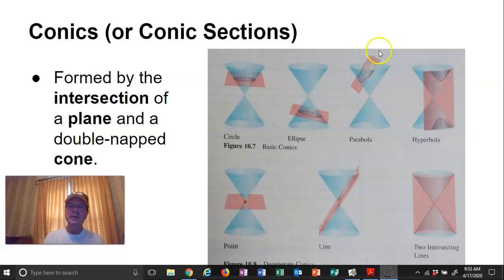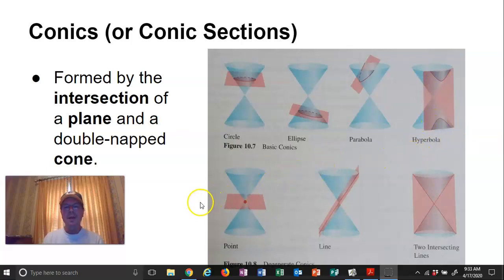If I slice it down through the top of one of the cones in a certain manner, then you get the parabola. You can see the parabola shape here. If I slice it straight down so that it cuts through both cones, then I create the hyperbola, which sort of looks like a parabola and then an upside down parabola.